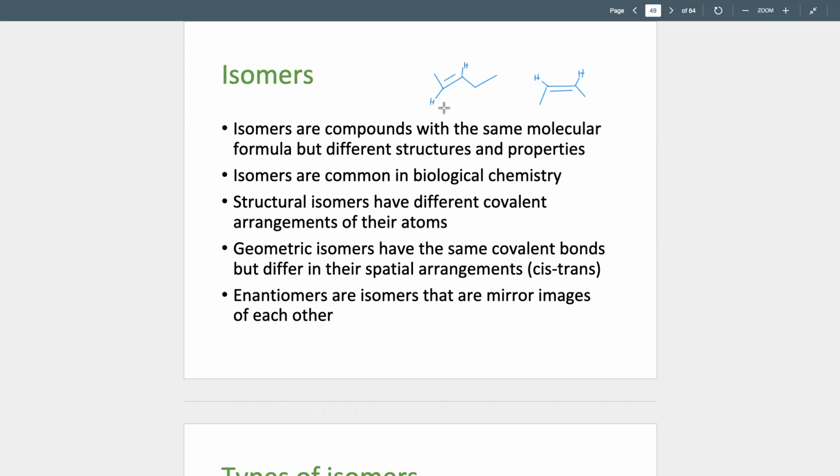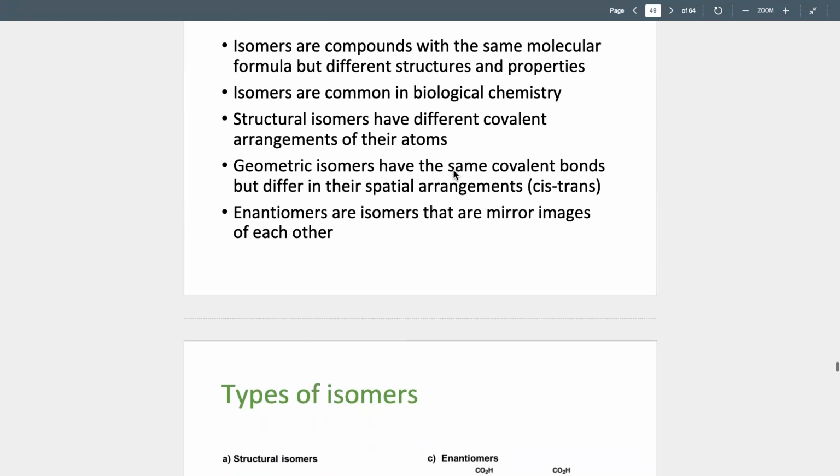So trans, opposite sides of the double bond. And I should erase this. But anyway, you get the picture. It's on the opposite side of the double bond. I'm just highlighting in here. There would be another bond here, but I wanted to make sure you understood that there's a double bond. It's on the opposite side, where cis is on the same. Okay, so we'll erase all that. Go back to this.